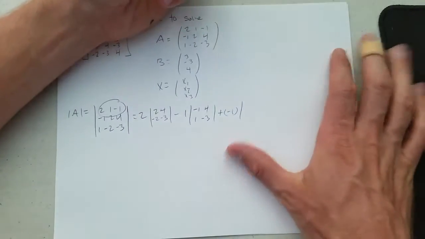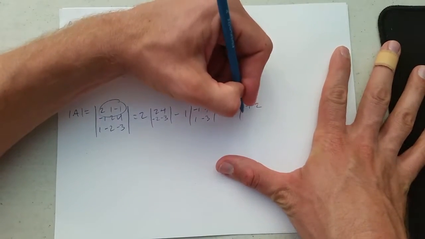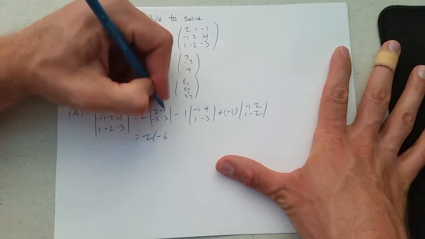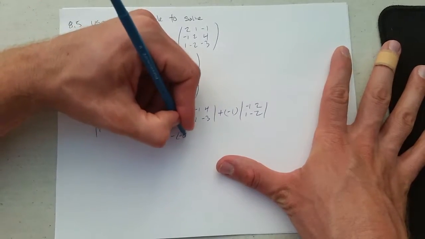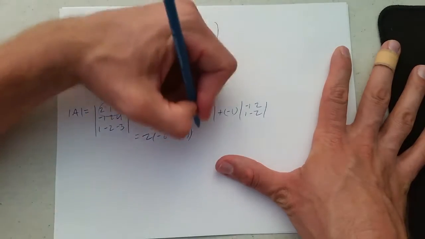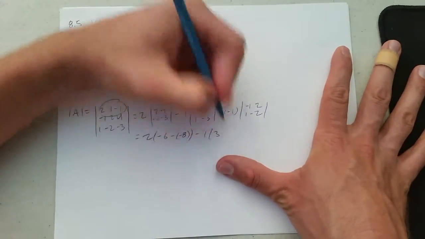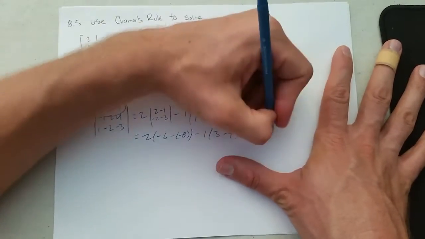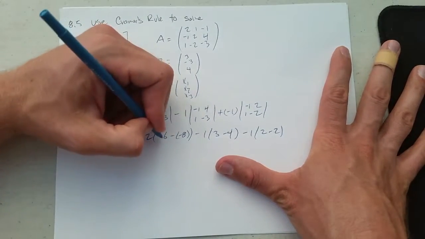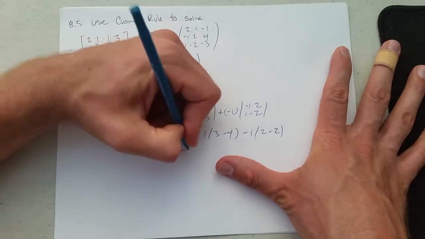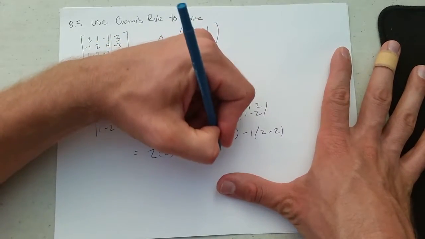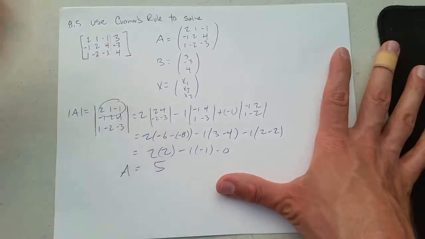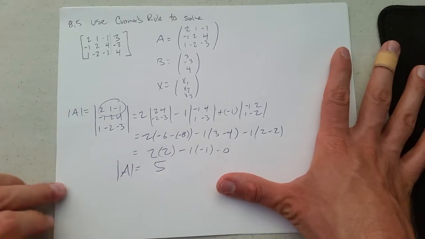plus negative 1 times negative 1, 2, 1, negative 2. Negative 6, you want to be careful here, we get negative 8, but it's minus negative 8. Be careful with a double or triple negative sign. Negative 1 times positive 3 minus 4, minus 1 times 2 minus 2. So negative 6 plus 8 is 2. So we have 4 plus 1 is 5. So determinant of A is 5.